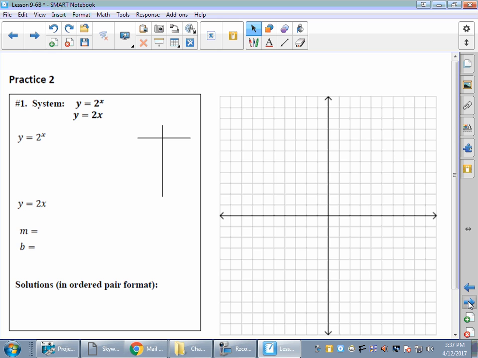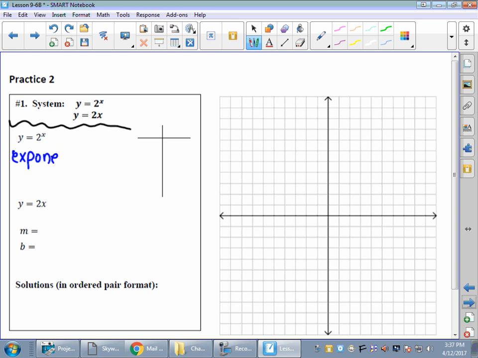Let's do an example so you've got one for our second system. Our y equals 2 to the x power, and then y equals 2x. So first things first, is that y equals 2 to the x, is that linear, quadratic, or exponential? Our highest exponent is an x. Remember we said quadratic, our highest exponent was a 2. So automatically, exponent with the variable, this is an exponential.